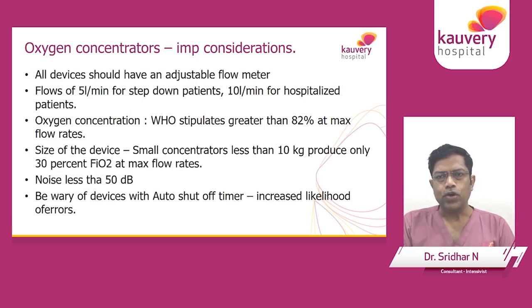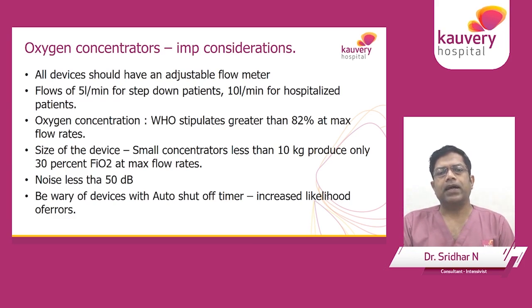So now I'll move on to oxygen concentrators. This is something that we never even looked at before, but now we are using at least a dozen of these in our hospitals, currently being used to conserve our limited oxygen flows. To buy these, all devices must have oxygen flow meters. They usually come in two forms, 5 liters and 10 liters per minute ones.